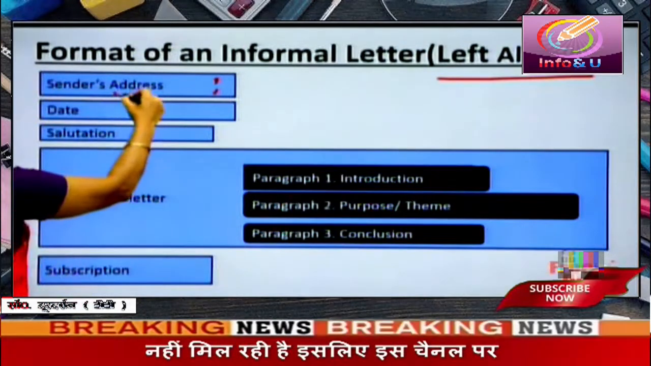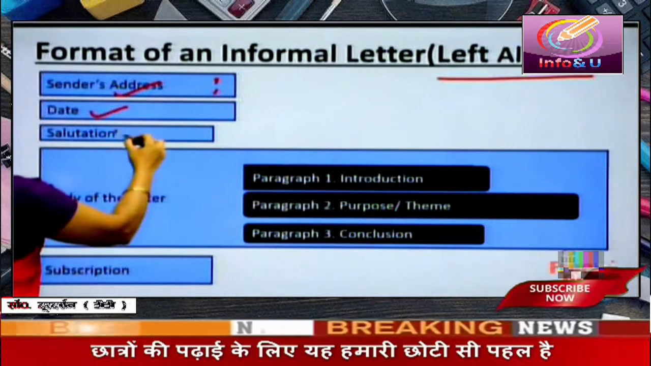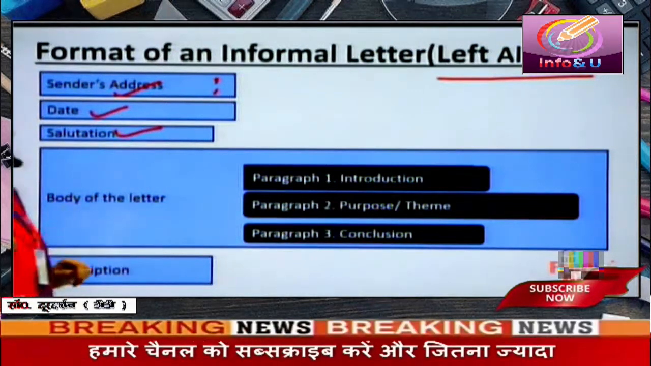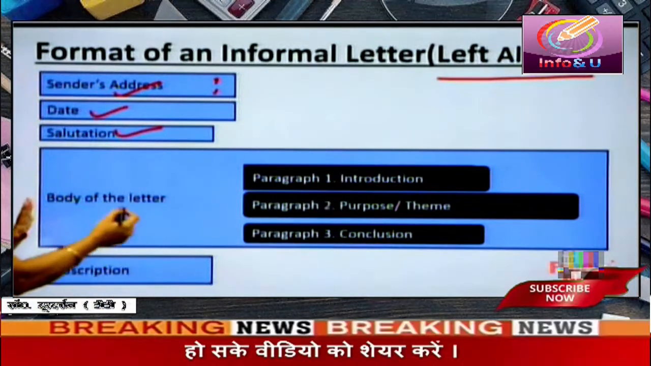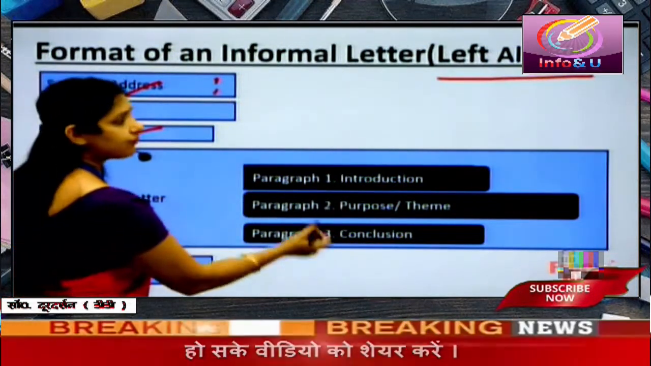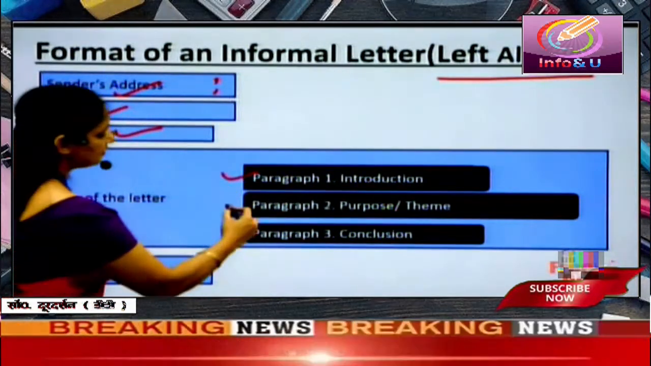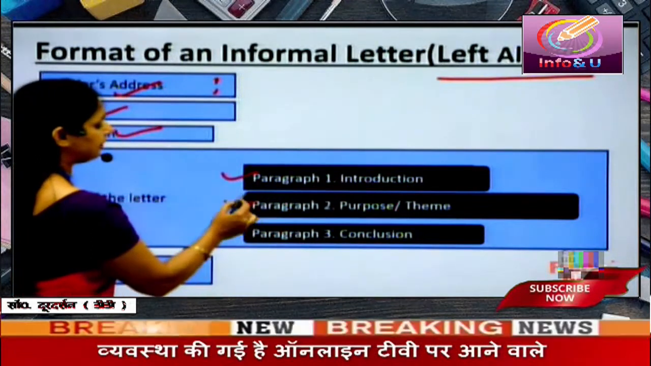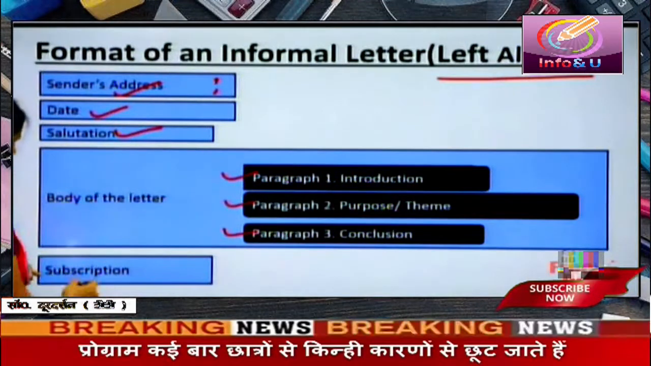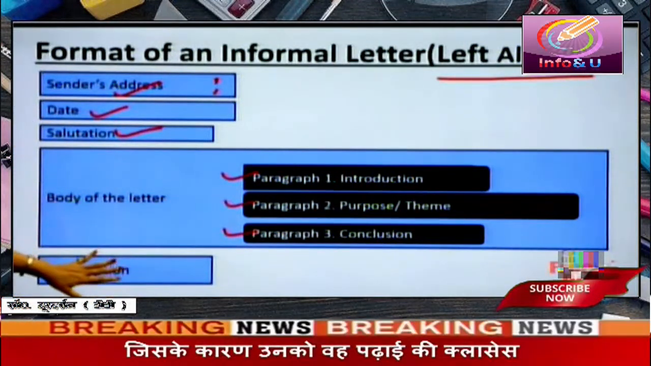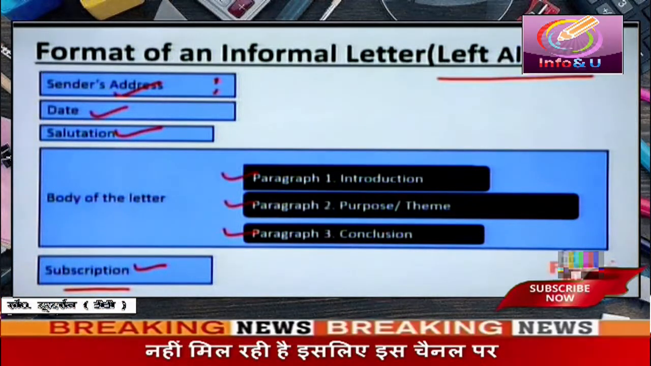Sender's address is the first thing that we write. Then comes date. Then comes salutation. Salutation means greeting the person who you are writing to. And then comes the body of the letter. Body of the letter includes 3 paragraphs in a personal letter. First is introduction. Then the purpose or the theme. This is the main content of the letter. Then comes conclusion part. And after that, in the end, you use subscription. Subscription and then signing off. You write your name and sign off.